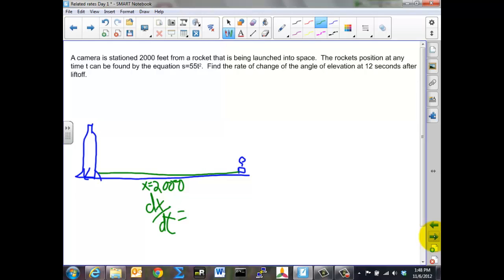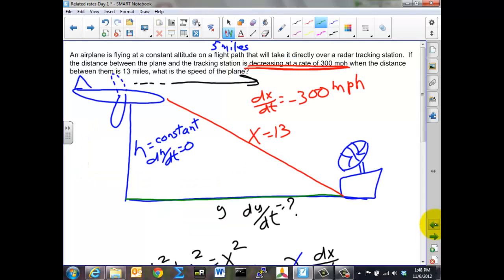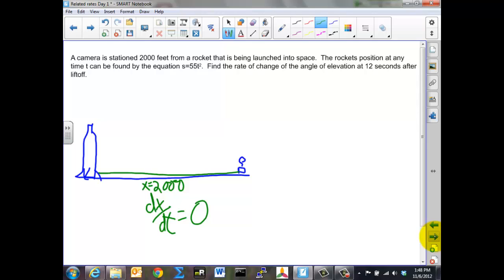Somebody talk to me about what dx/dt is here, okay? Come on now, you're smart people. Huh? 2,000? So the rate of change of x is 2,000. 0. Why 0? Why 2,000? The derivative of 2,000 is 0. I agree with that. But over here, when x was 13, the derivative of 13 wasn't 0. So why is it 0? 0 is the correct answer over here. My question to you is why?